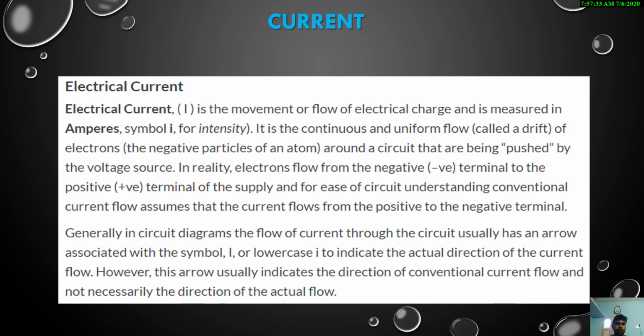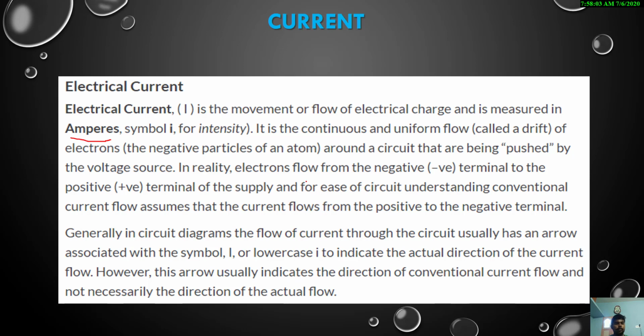Next is electric current. Electrical current is the movement or flow of electrical charge and is measured in ampere. Its unit is ampere, and its symbol is small I. It is the continuous and uniform flow, called a drift, of electrons around a circuit that are being pushed by the voltage source.